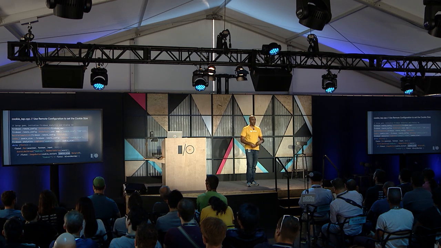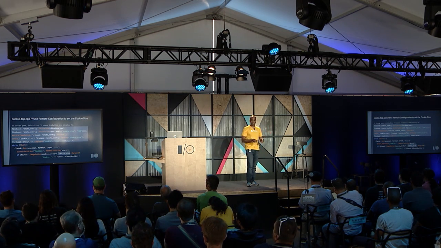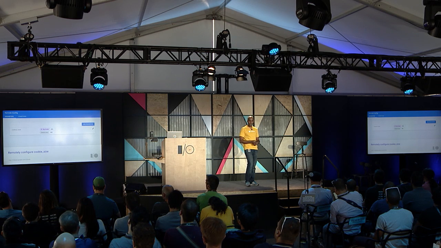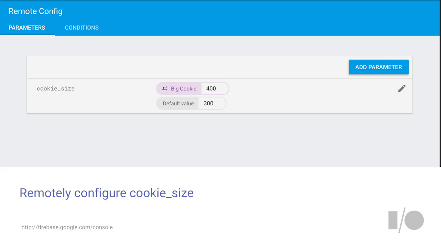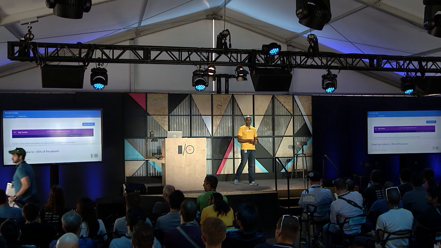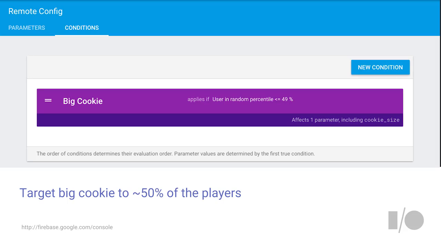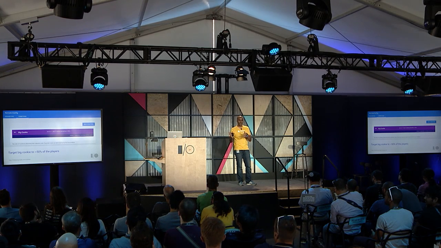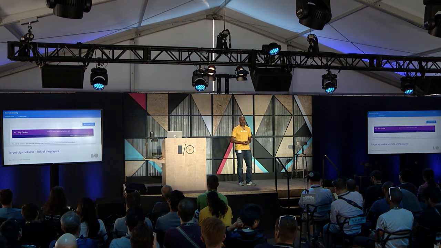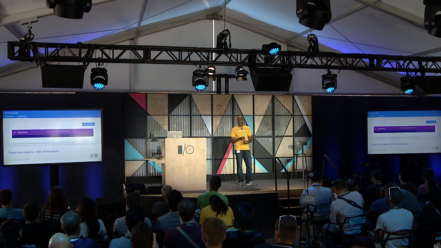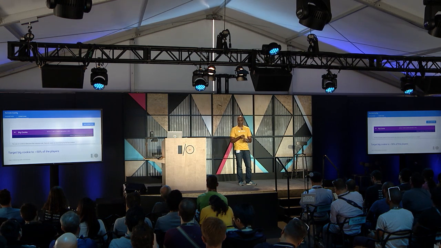So I add this to my app, I redeploy my game, and now I'm going to be able to remotely configure my cookie size. And then, from the Firebase console, I can go into the remote config panel, and I can set my big cookie parameter in there. Right, so I've now got a small regular size cookie, which is size 300, and a big cookie, which is size 400. And then what I'm going to do is target that big cookie at about half of my audience, about 49% of my audience. So about half of my players will get a big cookie and about half the players will get the regular size cookie. And because I'm logging the cookie size, I should be able to see which players are seeing which size cookie.